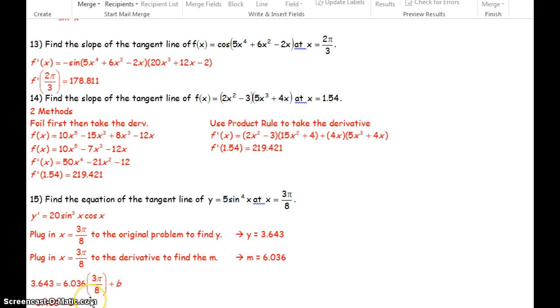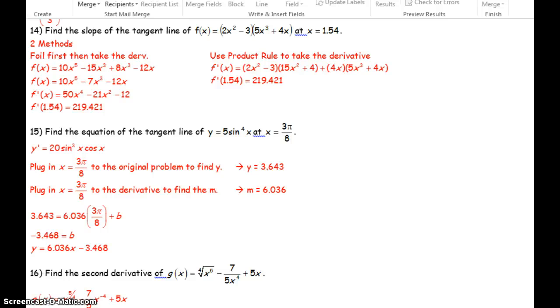Go through and solve for the b value. You get b to be negative 3.468, and then you rewrite it, and you get your y equals 6.036x minus 3.468.